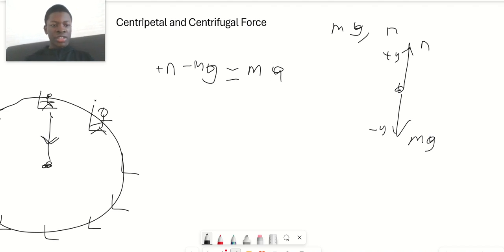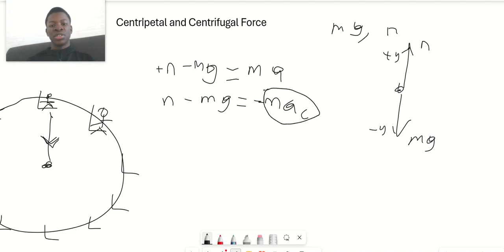Now in this case, since the centripetal acceleration is always going to be directed downwards, when the object is up, it will be a negative centripetal acceleration. So we'll have N minus mg equals negative m a_c, because it's directed downwards. Notice that the mass times the centripetal acceleration is the centripetal force. So overall, the force felt by the object will be the centripetal force.